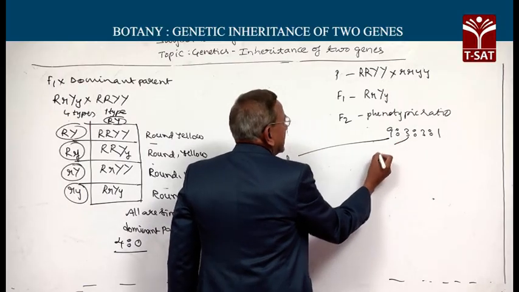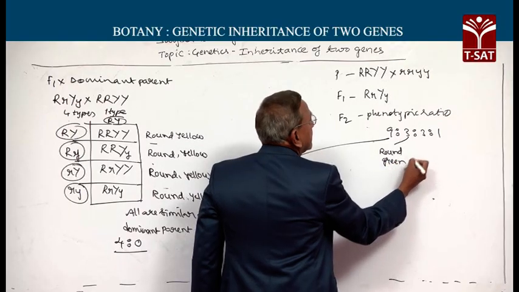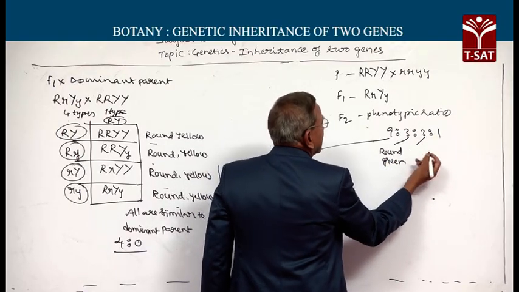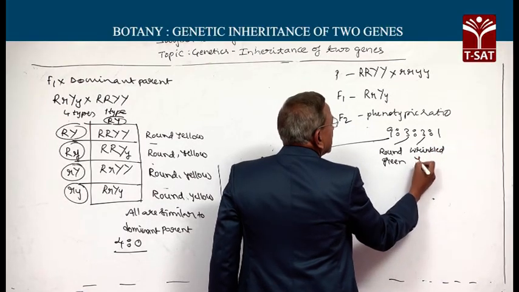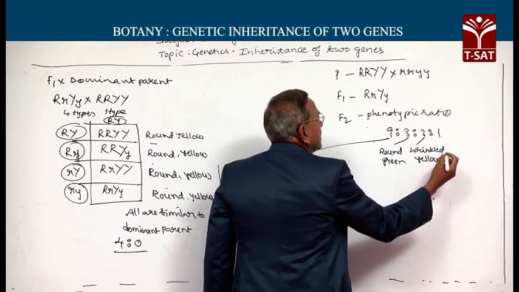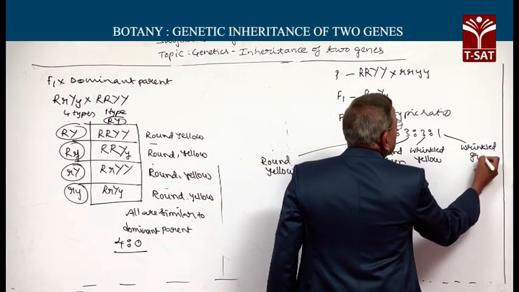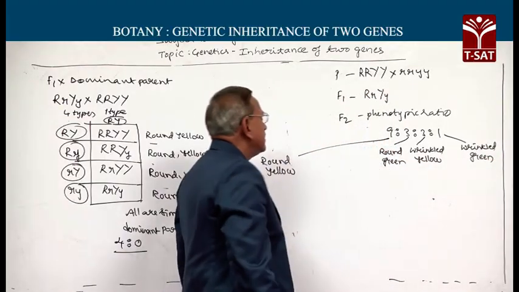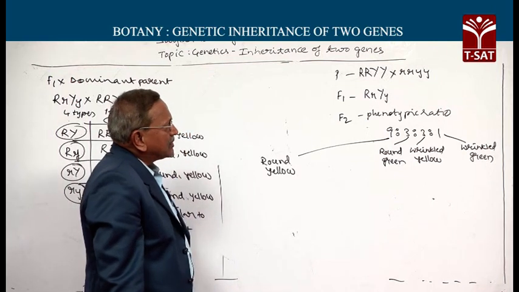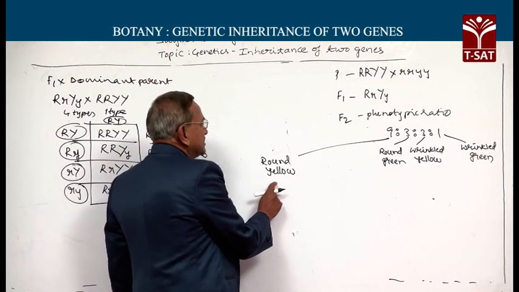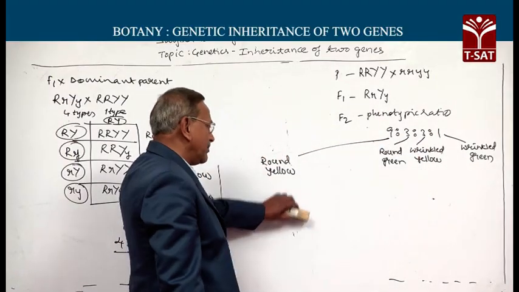3 ratios represent round green. The second 3 ratios represent wrinkled yellow. The last one represents wrinkled green. Which of these 4 types is similar to the original parent? This is similar to the original parent, and this is also similar to the original parent.